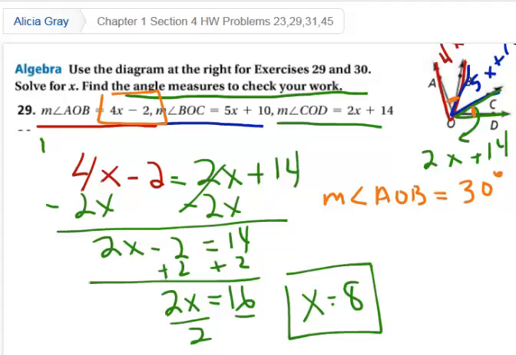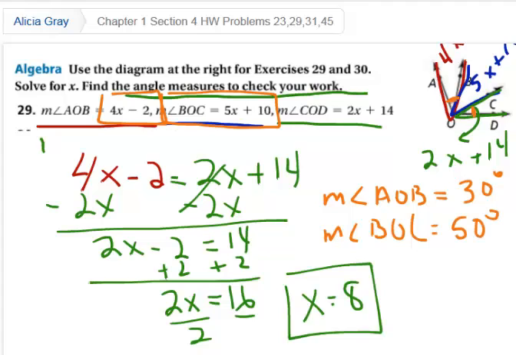And then 5x plus 10, that would be this one right here. Let's just do some mental math. That would be 5 times 8 is 40 plus 10 is 50. So the measure of angle BOC equals 50 degrees.